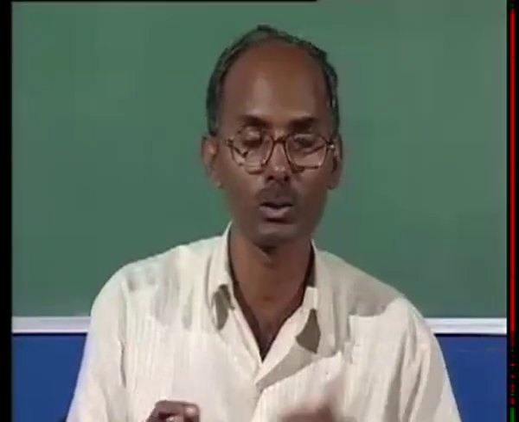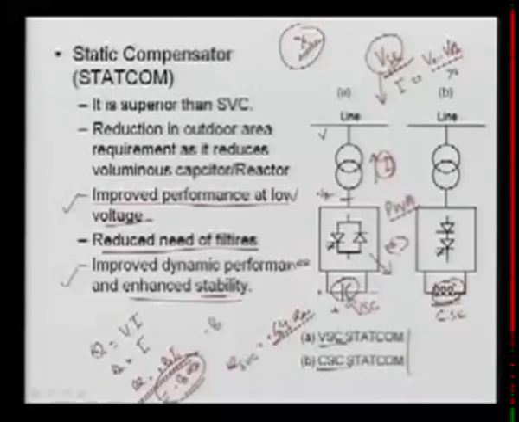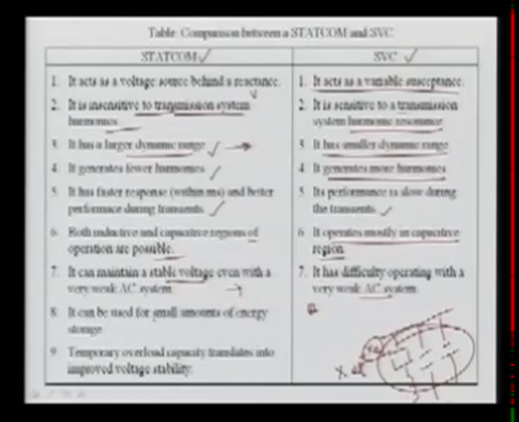If you go for huge storage, then the cost will be very, very high. But that energy can be given during an emergency condition, and it will be better when you need some power in an emergency condition, and it can provide. So it can handle a small amount of energy as well, but in SVC there is no scope for storing energy. The temporary overload capacity translates into improved voltage stability. Here we can go for the temporary overload capacity, and therefore we can again improve the voltage stability of the system, whereas in SVC it is not possible.